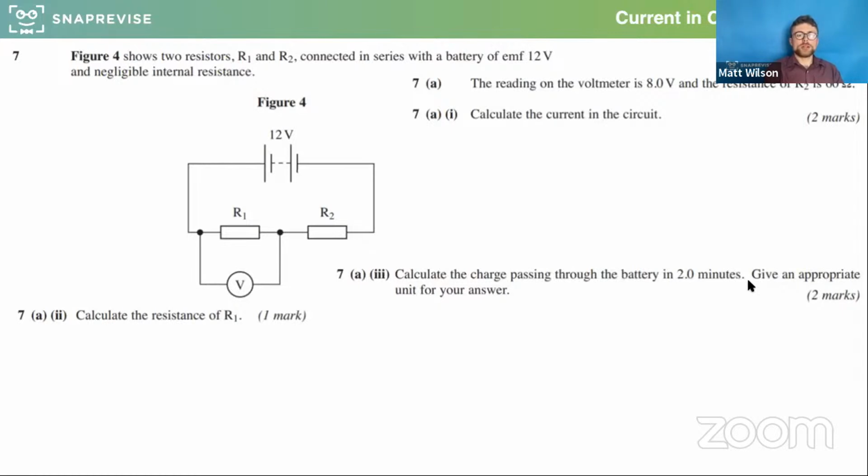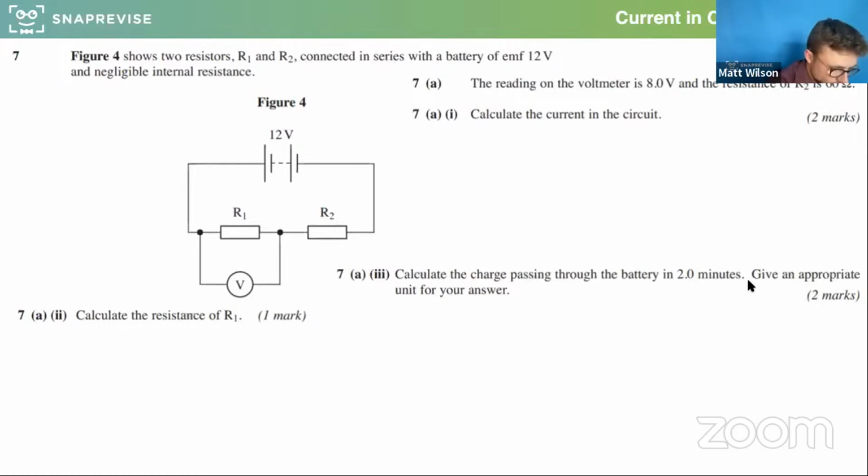So, question 7. Figure 4 shows two resistors, R1 and R2, connected in series with a battery of EMF 12 volts and negligible internal resistance. Okay, 7a says the reading on the voltmeter is 8 volts and the resistance of R2 is 60 ohms.